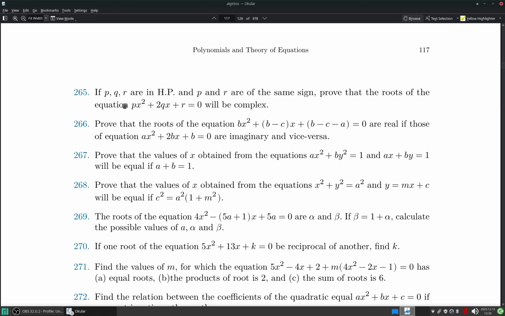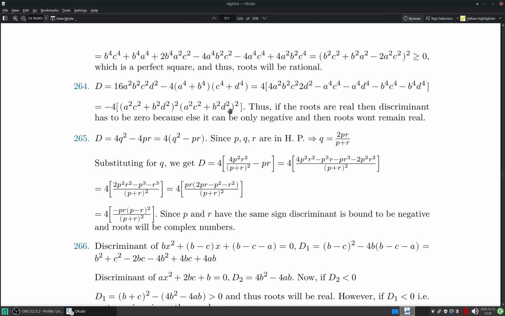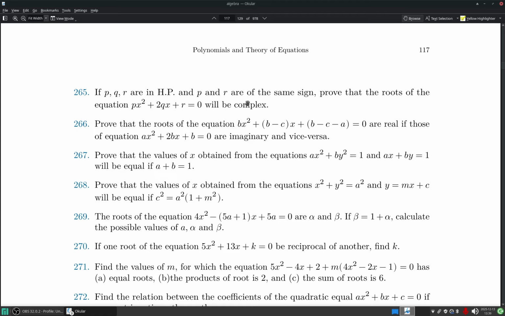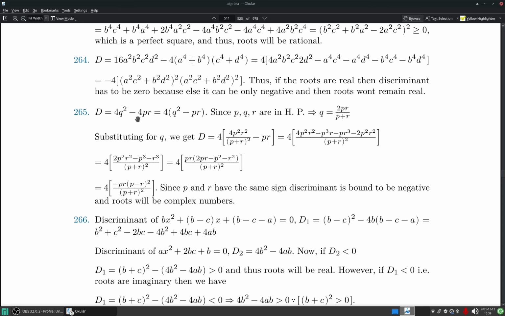Question number 265 says that if p, q, r are in HP and p and r are of the same sign, prove that the roots of the equation px square plus 2qx plus r is equal to 0 will be complex. Now the discriminant of the given equation is 4q square minus 4pr. So that we can write as 4 into (q square minus pr).